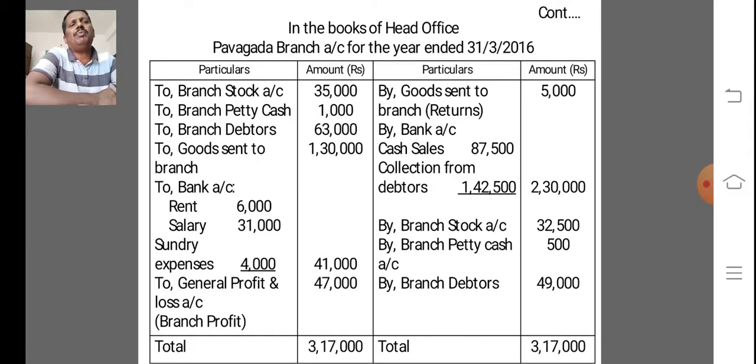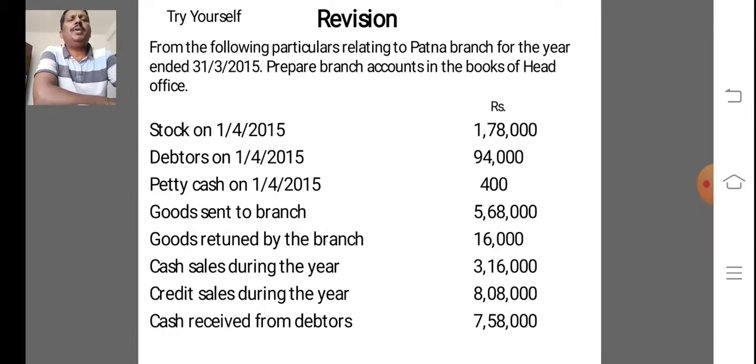1,42,500 is 2,30,000, and closing, credit the closing assets like branch stock account, branch petty cash, and branch debtors 32,500 and 500 and 49,000. The total credit side is 3,17,000 and the difference is 47,000. 47,000 is treated as a profit.